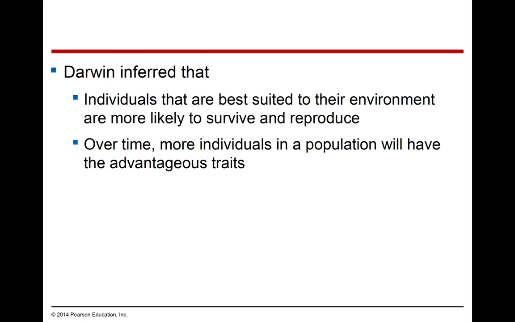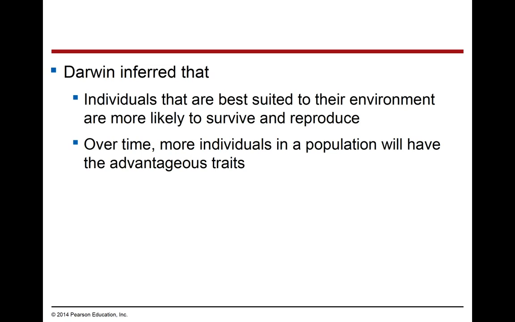Okay, I'm not talking about going to the gym and lifting 850 billion pounds. I'm talking about surviving and having babies. That makes you biologically fit. Okay, so over time, more individuals in a population will have the advantageous traits. Because if you're surviving, you're probably doing something right, right? And then if you are mating, that means that you're attracting the attention of a mate, which means, again, you're probably doing something right, which means that those traits that you have that are making you able to live and breed are being passed on. Those are advantageous traits in the scheme of biology.